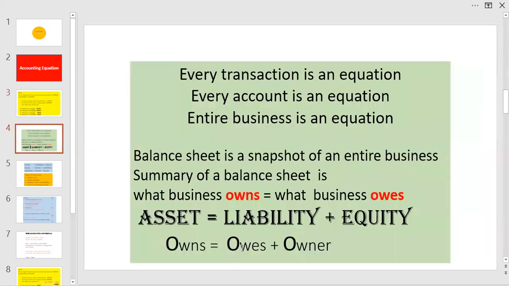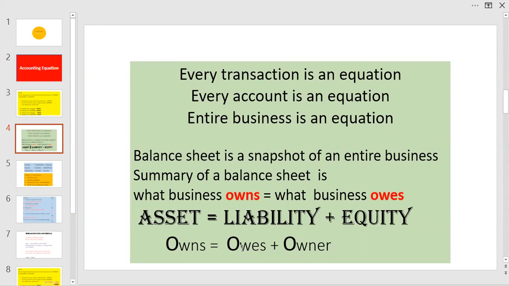Equation is a balance statement. Left side tallies with right side. Balanced, agreed. In this context, every transaction is an equation. Every account is an equation. The entire business is an equation. You can view the entirety of a business by looking at a balance sheet. Therefore, it is known as a photograph of the business.